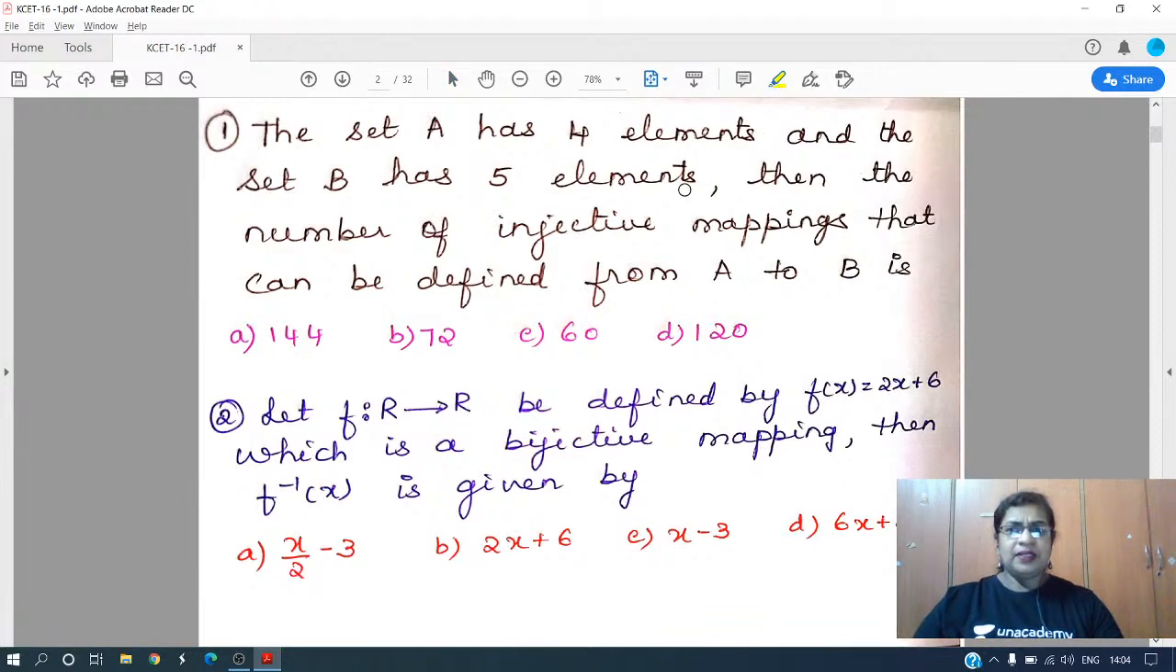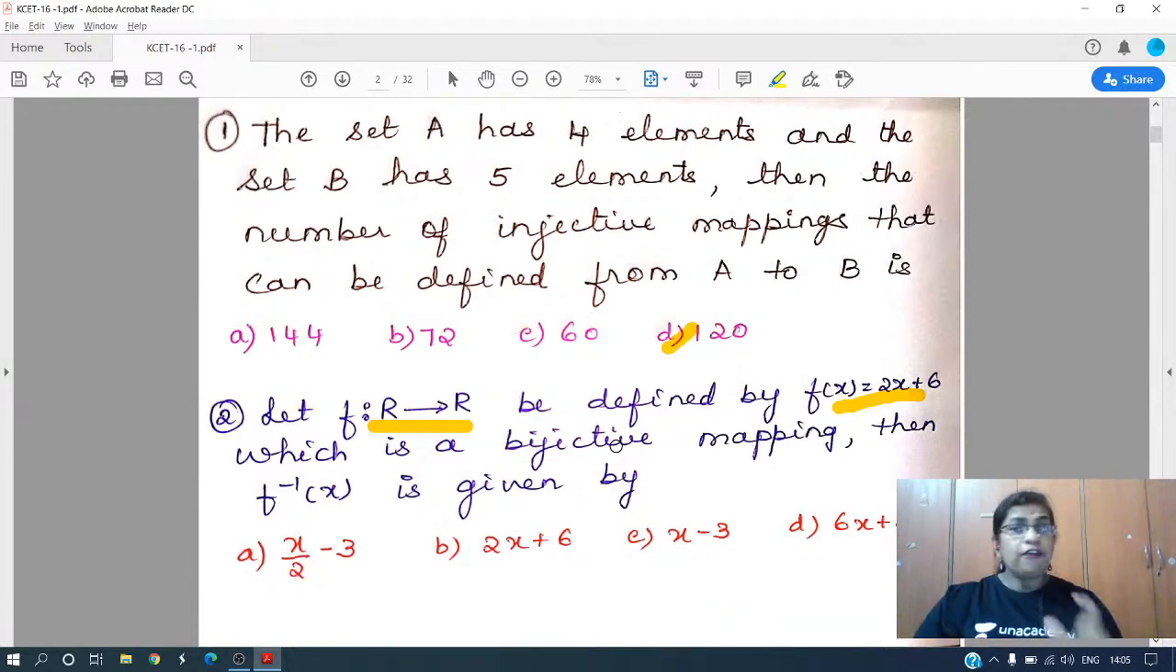Now, coming to the second question. Let f be a function from R to R. That means both the domain as well as the codomain are the real numbers. Clear? And how is it defined? It is defined by f of x is equal to 2x plus 6. Now, which is bijective? What do we understand by the term bijective? Bijective means the function is both one-one as well as onto.